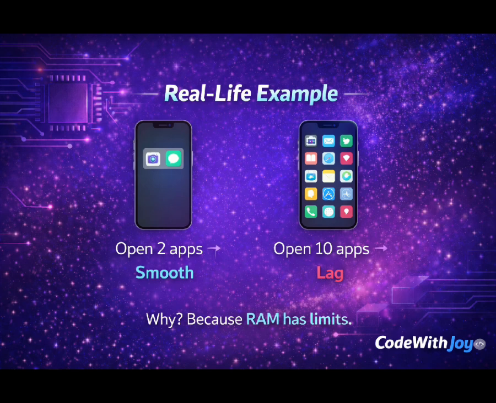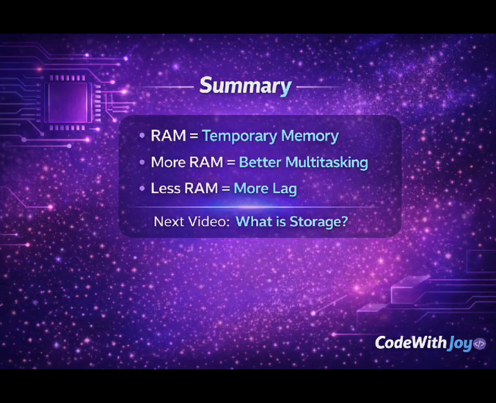So the amount of RAM directly affects how well your device handles multitasking. More RAM means smoother performance when running multiple apps. Less RAM means more lag and slower response times. Let's quickly summarize. RAM is temporary working memory. It stores currently running apps and active data. More RAM improves multitasking. Less RAM causes lag.